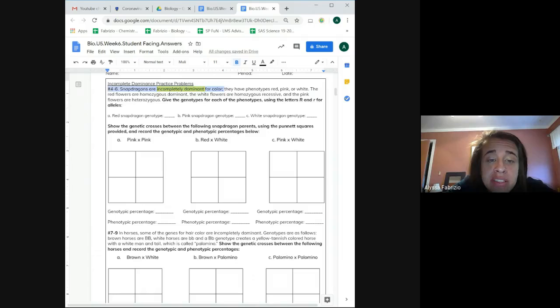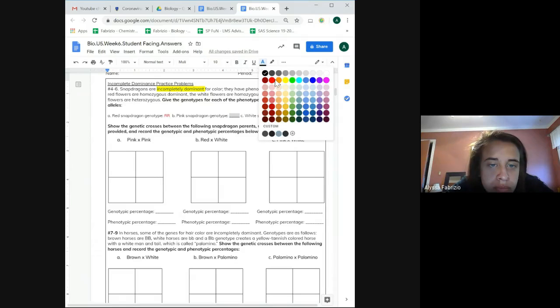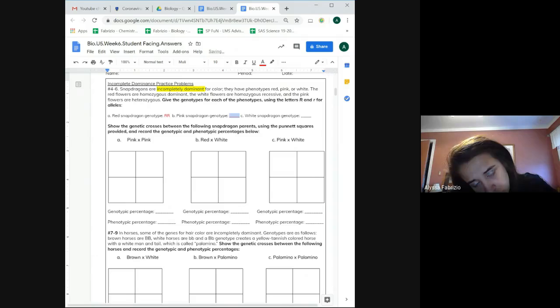It tells us right here, they have phenotypes red, pink, or white. The red flowers are the homozygous dominant, so that's going to be RR, large R, large R. The white flowers are homozygous recessive, and the pink flowers are going to be our heterozygous. So what's the genotype for the red flowers then? RR, right? Yep. What kind of RR? We have our capital and our lowercase. They're both capital, right? Very good. What about for pink? They're gonna be lowercase r, right? For pink? Yeah. So if pink is our heterozygous, what does that mean?